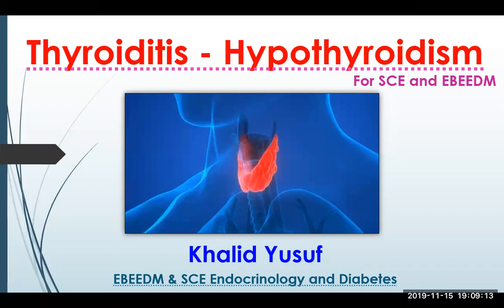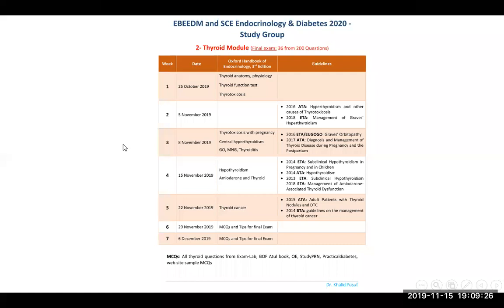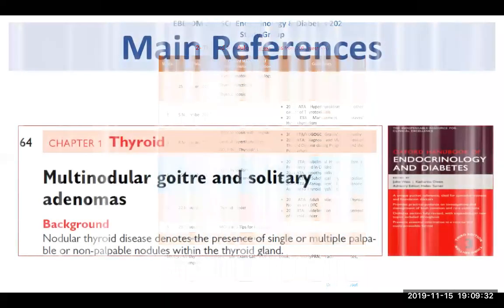Let's continue the third lecture, the interactive session on thyroid disorders. This is a very important session because it contains hypothyroidism, and practically this is a very important issue. Let's start with our third session about hypothyroidism and of course amiodarone and so on.